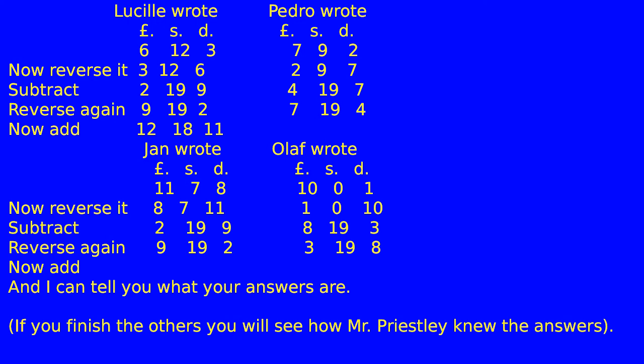Jan wrote 11 pounds 7 shillings 8 pence. Olaf wrote 10 pounds 0 shillings 1 penny. Now reverse it: 8 7 11 and 1 0 10. Subtract: 2 19 9 and 8 19 3. Reverse again: 9 19 2 and 3 19 8. Now add, and I can tell you what your answers are. If you finish the others you will see how Mr. Priestley knew the answers.